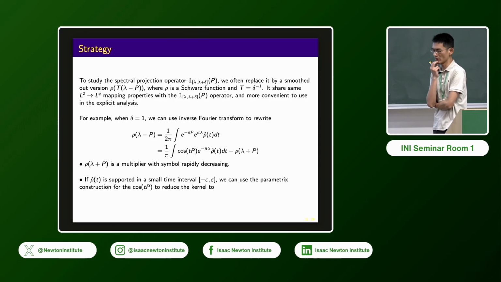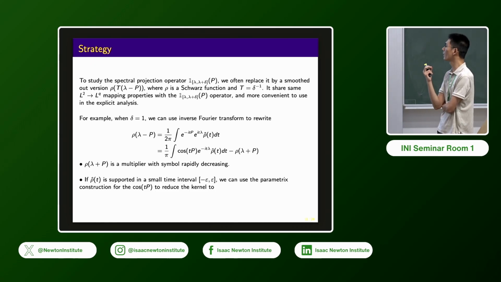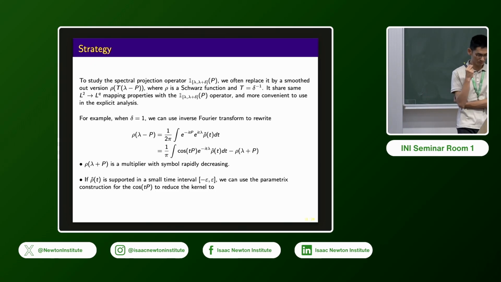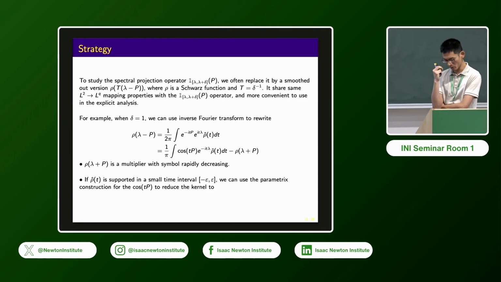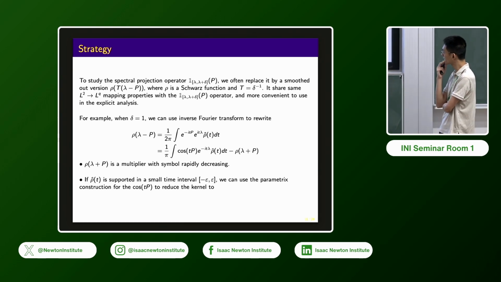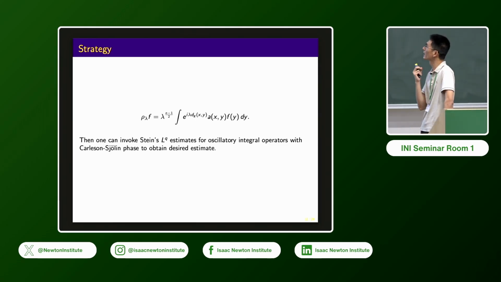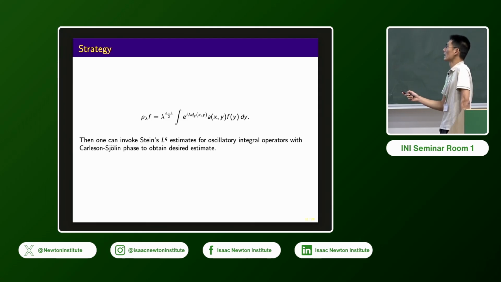And often we impose the assumption that rho hat of T is supported in a small time interval, such that for small time scales, it is possible to write down the parametrix construction for the solution to the wave equation. After we plug in the parametrix construction and compute the dt integral, it is possible to reduce the kernel of the spectral projection operator to an oscillatory integral operator like this. This is a variable coefficient oscillatory integral operator with the phase function being the Riemannian distance function.